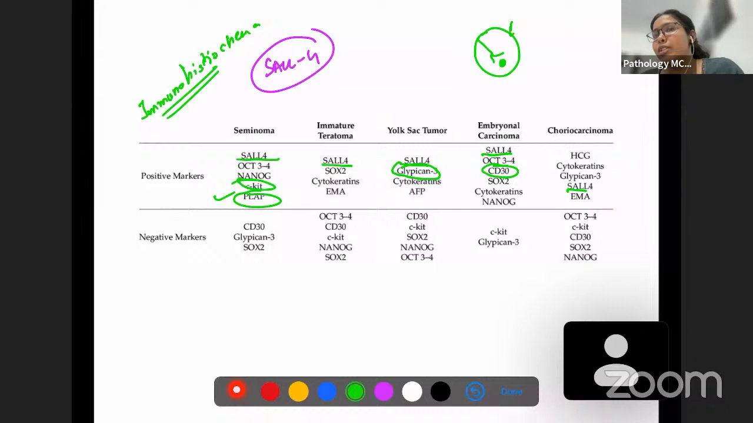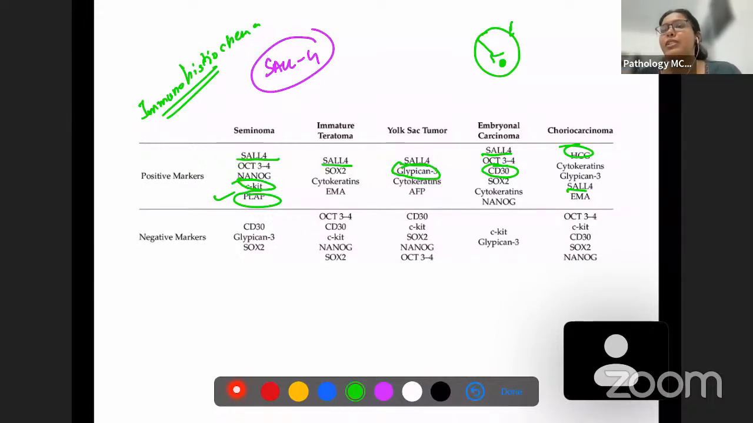SALL4 is common for all germ cell tumors. PLAP, CKIT for seminoma, and then yolk sac tumor, glypican 3, embryonal carcinoma, CD30, choriocarcinoma, HCG. That is it. Nothing else you have to remember. Negative markers for these, forget it.